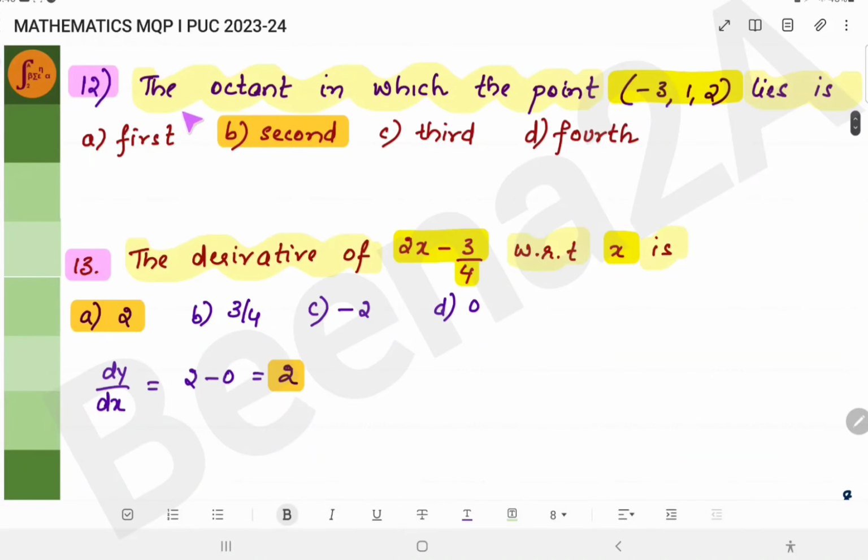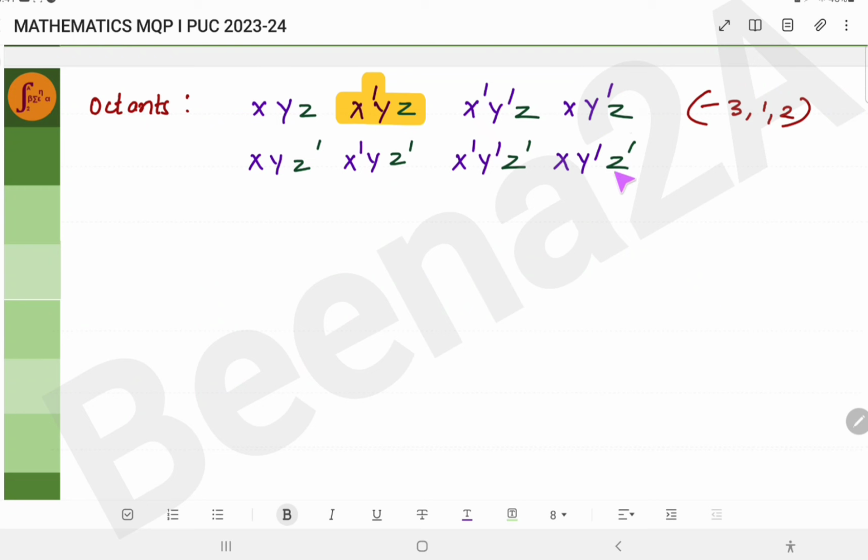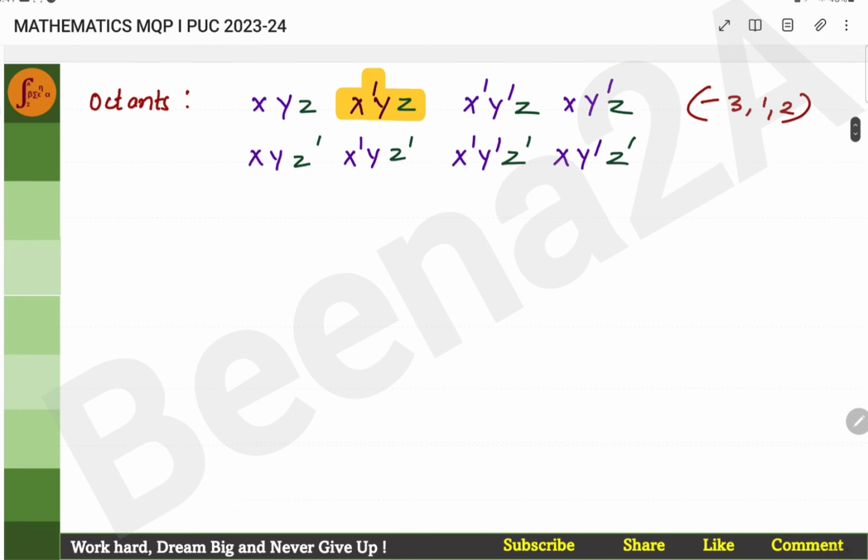Now the next one. The octant in which the point minus 3, 1, 2 lies. Here are the 8 octants, right? This is the form. You have 8 octants. You have minus 3, which means the value 3 is on the negative x-axis, right? This is negative x, this is positive x. So you have minus 3 here. So which octant is this? This is the second octant.